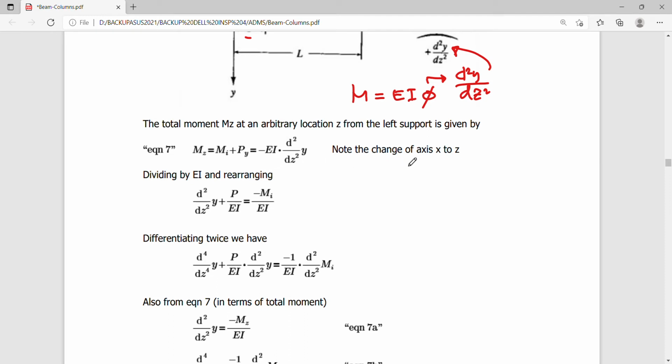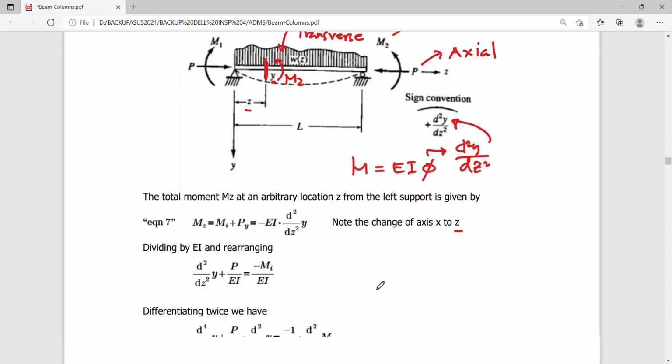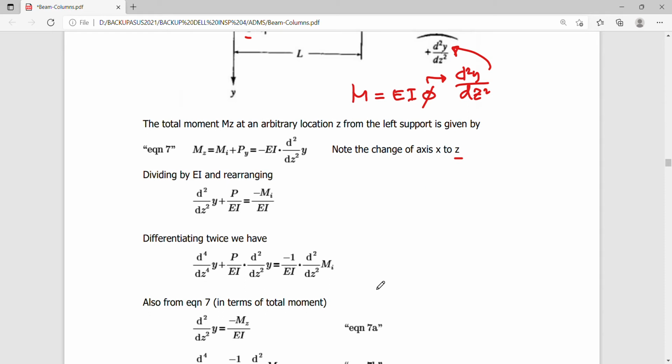noting that there's a change of axis. Initially or commonly referred to, the x-axis along the longitudinal axis of the member is now considered the z-axis. And by simply dividing this equation by EI and rearranging, we yield this equation, and differentiating it twice, we yield a fourth order differential equation.